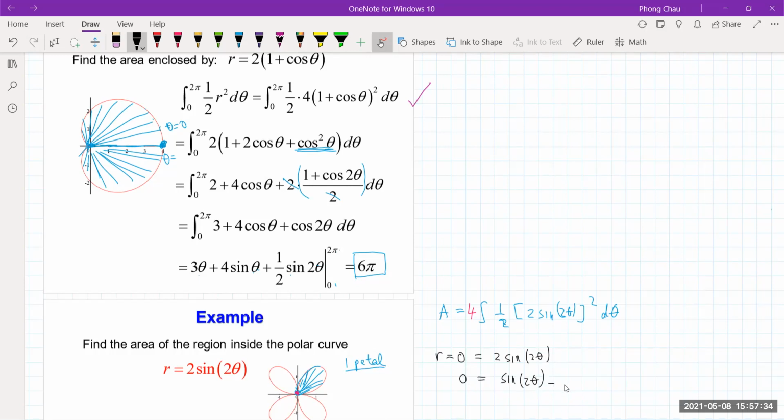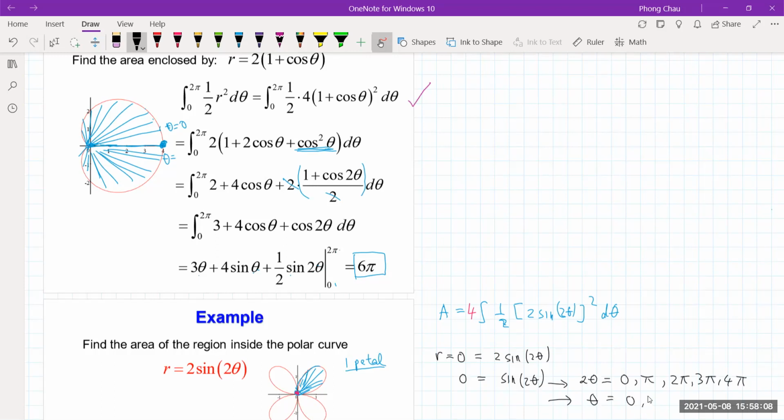All right, then you ask yourself, sine of what is 0? The angle we have is 2 theta. So sine of 0 is 0. Sine of what else? Pi is 0. Sine of 2 pi is 0, 3 pi is 0, and 4 pi is 0. So we have so many. Now, don't forget that 2 theta is equal to this. Then you divide it by 2.